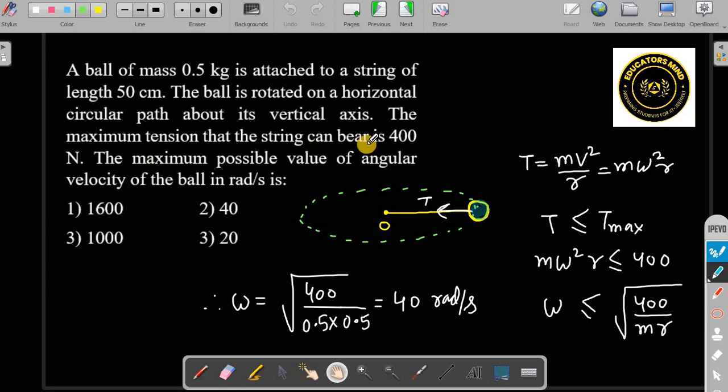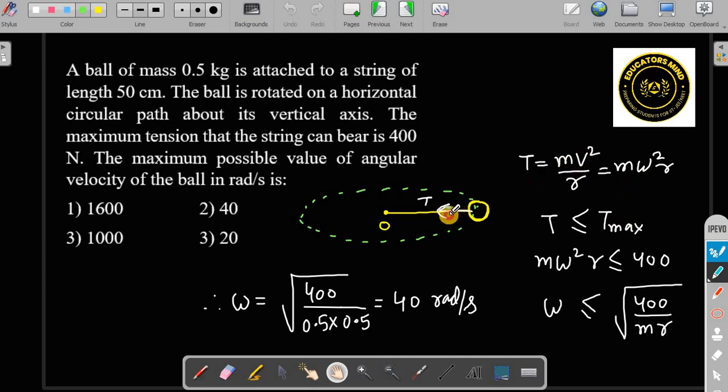The maximum tension that the string can bear is 400 Newton. Find the maximum possible value of angular velocity of the ball in radian per second. So maximum tension is given. Any kind of rope or string will have a maximum tension, because if you keep on increasing the tension, it may break at some time. So that's the maximum tension at which it can break. Okay, we have been given this.